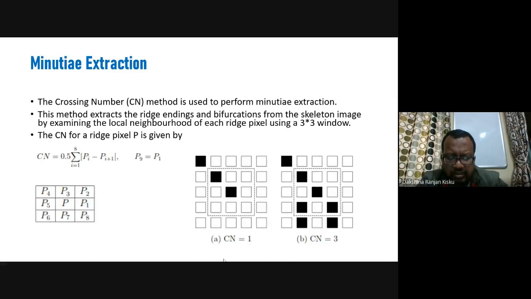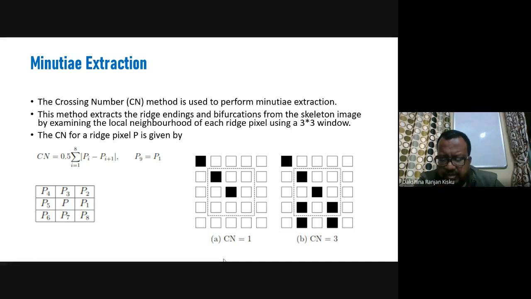And when the crossing number is found to be 3, that means the center pixel is connected with three neighborhood pixels in the 3x3 window. Here we can see that figure B represents the crossing number 3, where the center pixel P is connected to P4, P6, and P8. That means these three local neighborhood pixels are connected to the center pixel, so this is definitely a point which represents ridge bifurcation.